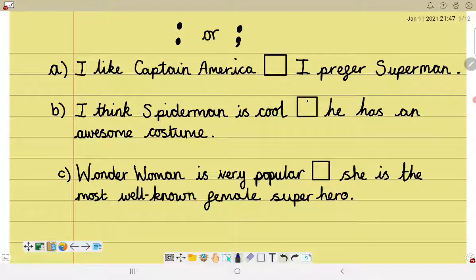I want you to stop the video now and have a go at deciding whether we'd put a colon or a semicolon in each of the spaces in these sentences. When you've had a go, press play and we'll go through them together.